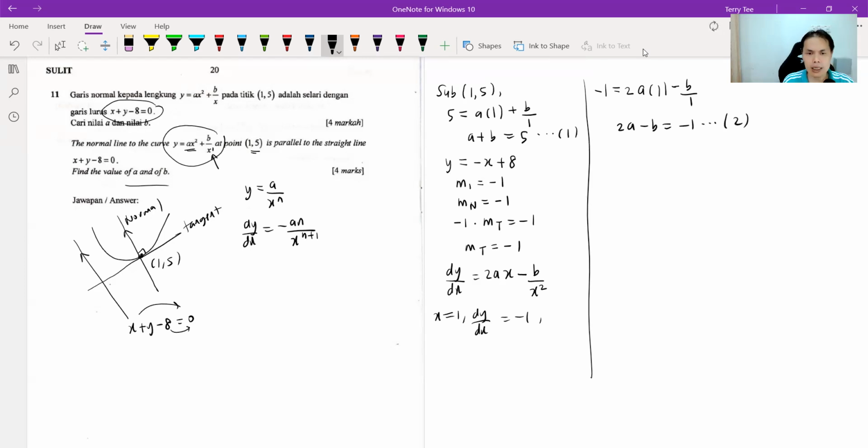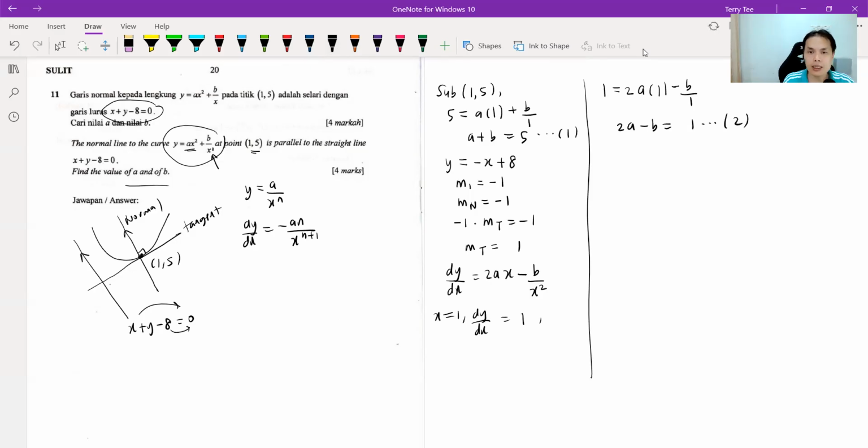Okay, sorry, I made a mistake. My tangent is 1 here, I wrote it wrongly. -1 times -1 is +1. Sorry, your dy/dx is 1. So 2a minus b is now 1.